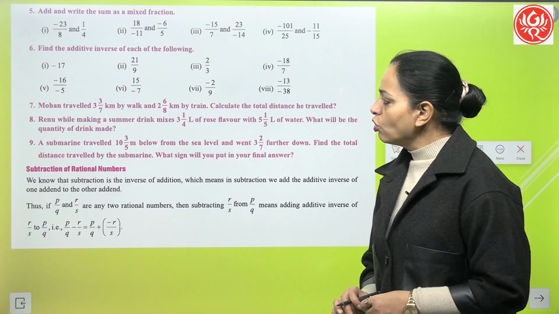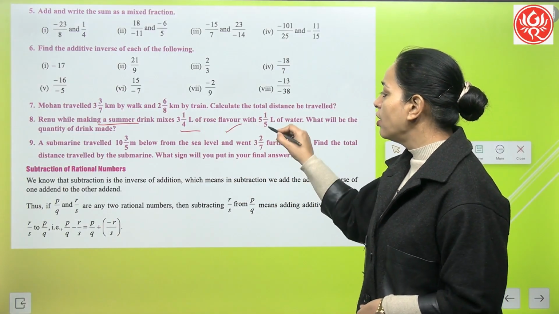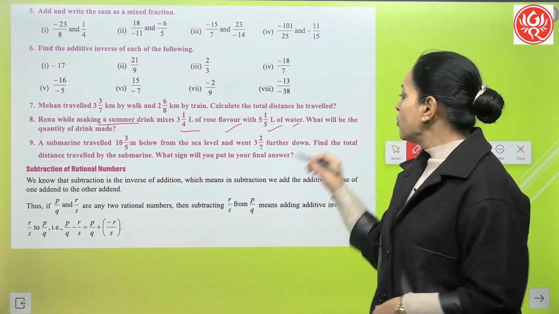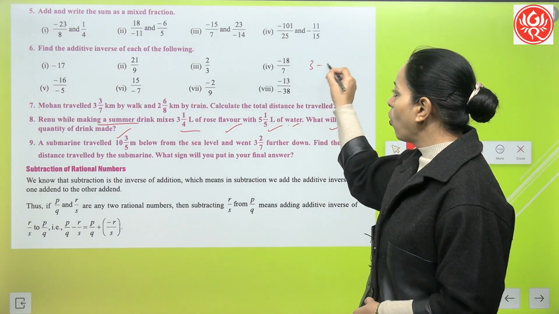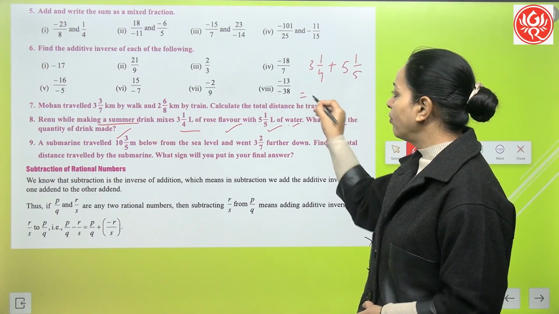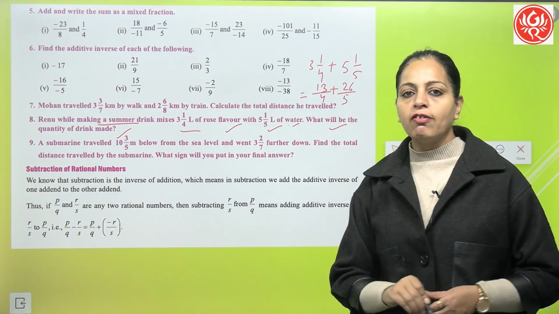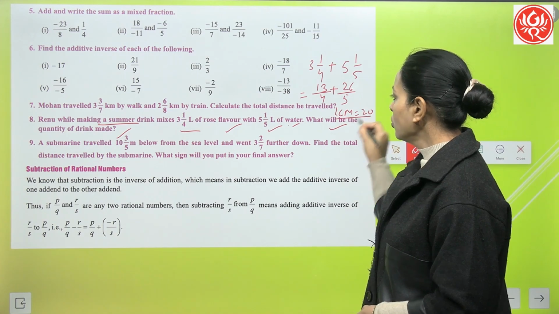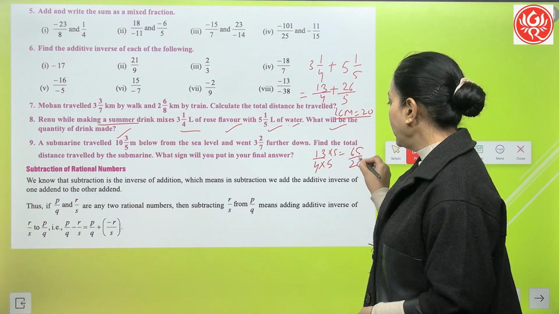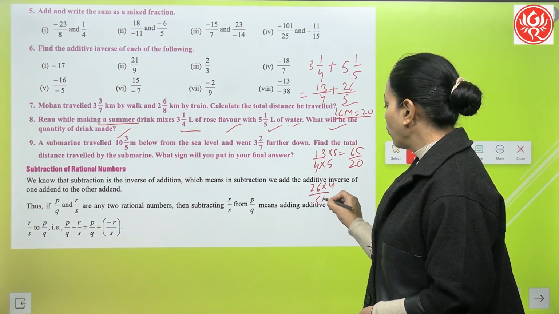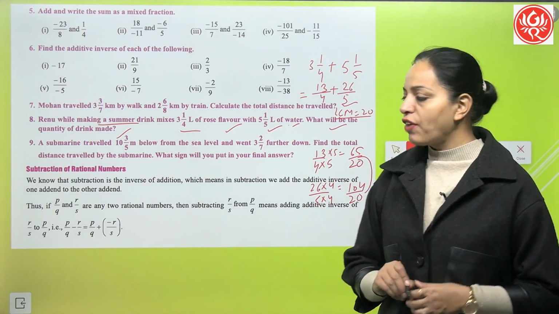Now see here, like the eighth question, Renu, while making a summer drink, mixes 3 whole 1 by 4 liter of rose flavor with 5 whole 1 by 5 liter of water. So what will be the quantity of drink made? She is adding rose flavor with this much water. It means 3 whole 1 by 4 plus 5 whole 1 by 5 total. So change into improper fractions. What are you getting? 13 by 4 plus 26 upon 5. Now LCM is 20. So here 13 by 4, 4 into 5, 13 into 5, 65 upon 20, and this becomes 26 into 4, 5 into 4, means 104 upon 20. We will add these two, then we can change into a mixed fraction, right?